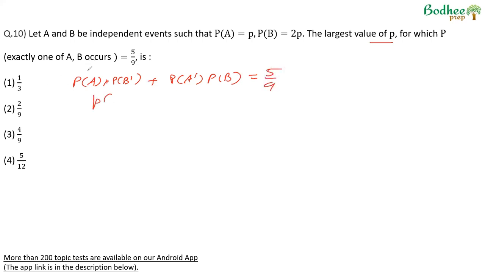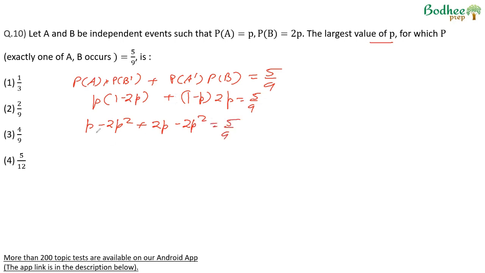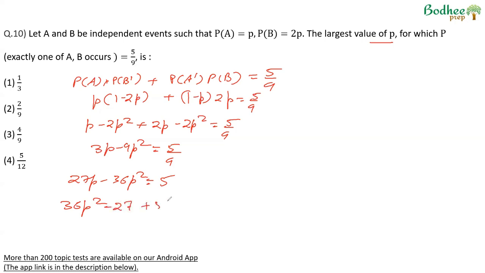Since the probability of A happening is P and B is 2P, B not happening will be 1 minus 2P, and A not happening will be 1 minus P. So P into (1 minus 2P) plus 2P into (1 minus P) is 5 by 9. That gives P minus 2P square plus 2P minus 2P square equal to 5 by 9. This becomes 3P minus 4P square equal to 5 by 9. So 27P minus 36P square is equal to 5, which gives 36P square minus 27P plus 5 equal to 0.